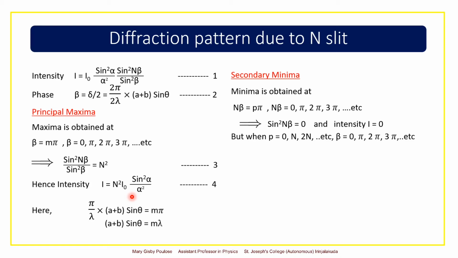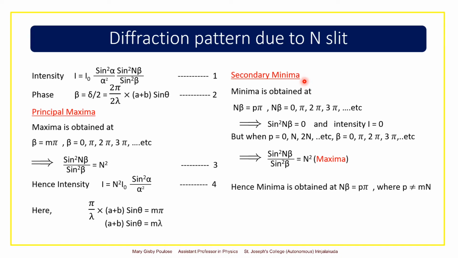Now for all these beta values, earlier we had what? We had the principal maxima points. So at all these points, the term sine square N beta by sine square beta will be equal to N square and we get maximas there. Hence, on all the values of N beta equal to p pi, excluding these values, we will be having minimas. That is written as minima is obtained at N beta equal to p pi, where p is not equal to mN.